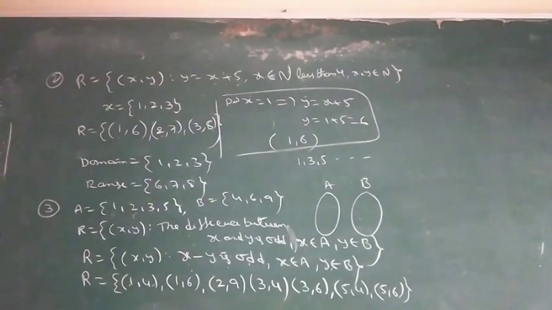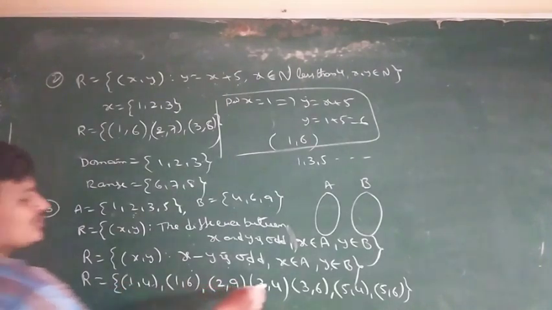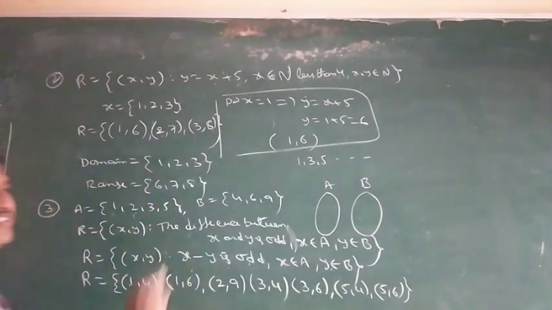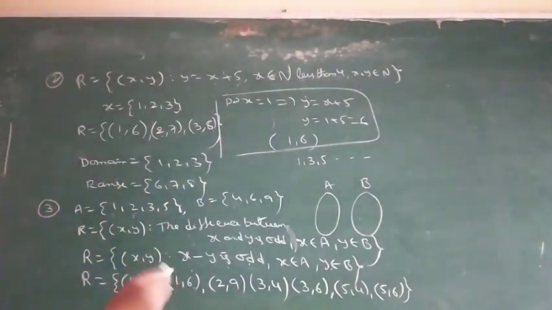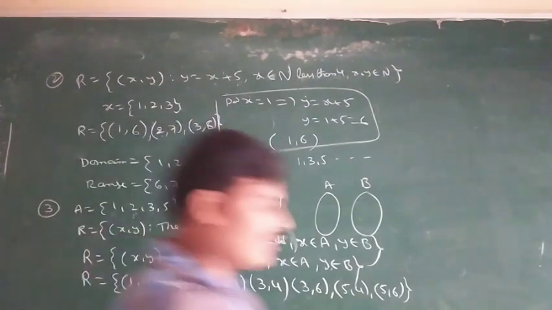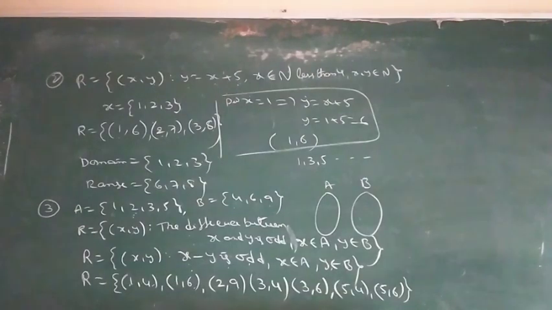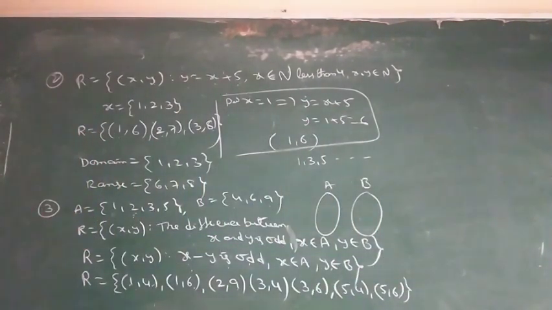So what is the domain? 1, 1, 2, 3, 3, 5, and 1, 3, 5 is the domain. Range: 4, 6, 9. So this is the third problem. Only we have to write roster form. Only roster form. Okay.